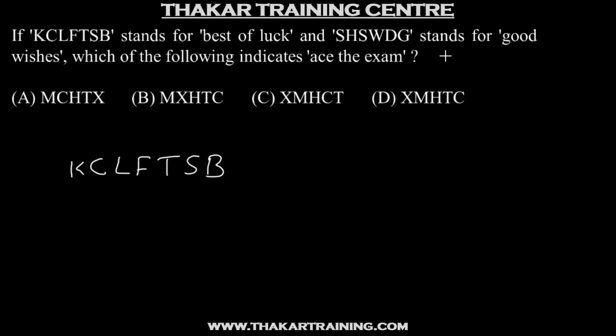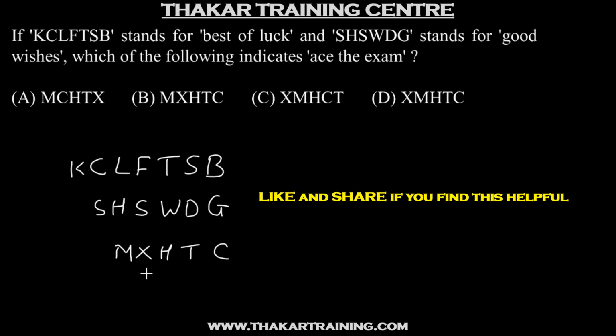Similarly, we can verify for good wishes we will have G, D, W, S, H, S. So that is what we have as the second term. So clearly for ace the exam, when we write down the consonants in the reverse manner, we will have C, T, H, X and M. So you drop the vowels, write the consonants in the reverse order. So this, if we see M, X, H, T, C is option B. So the answer will be option B.